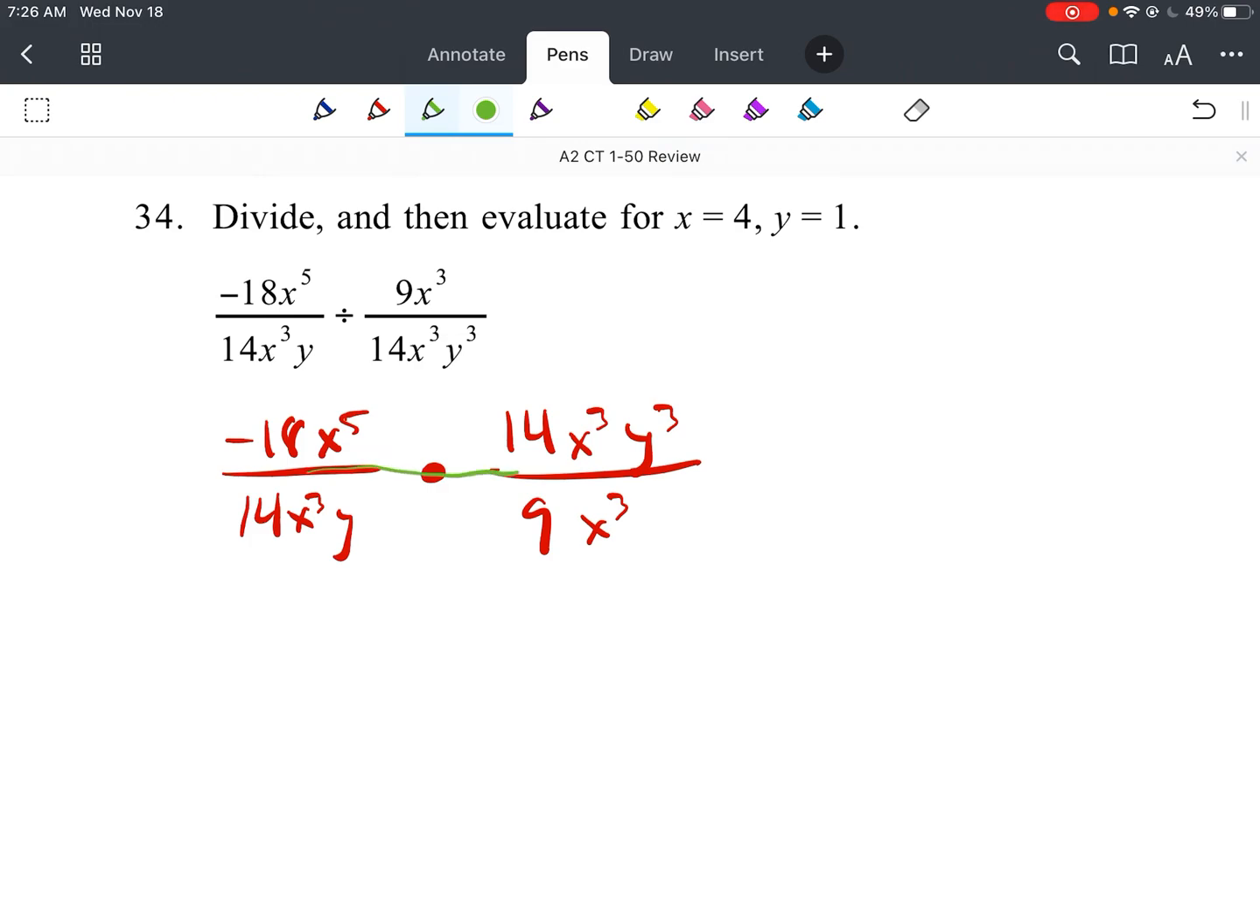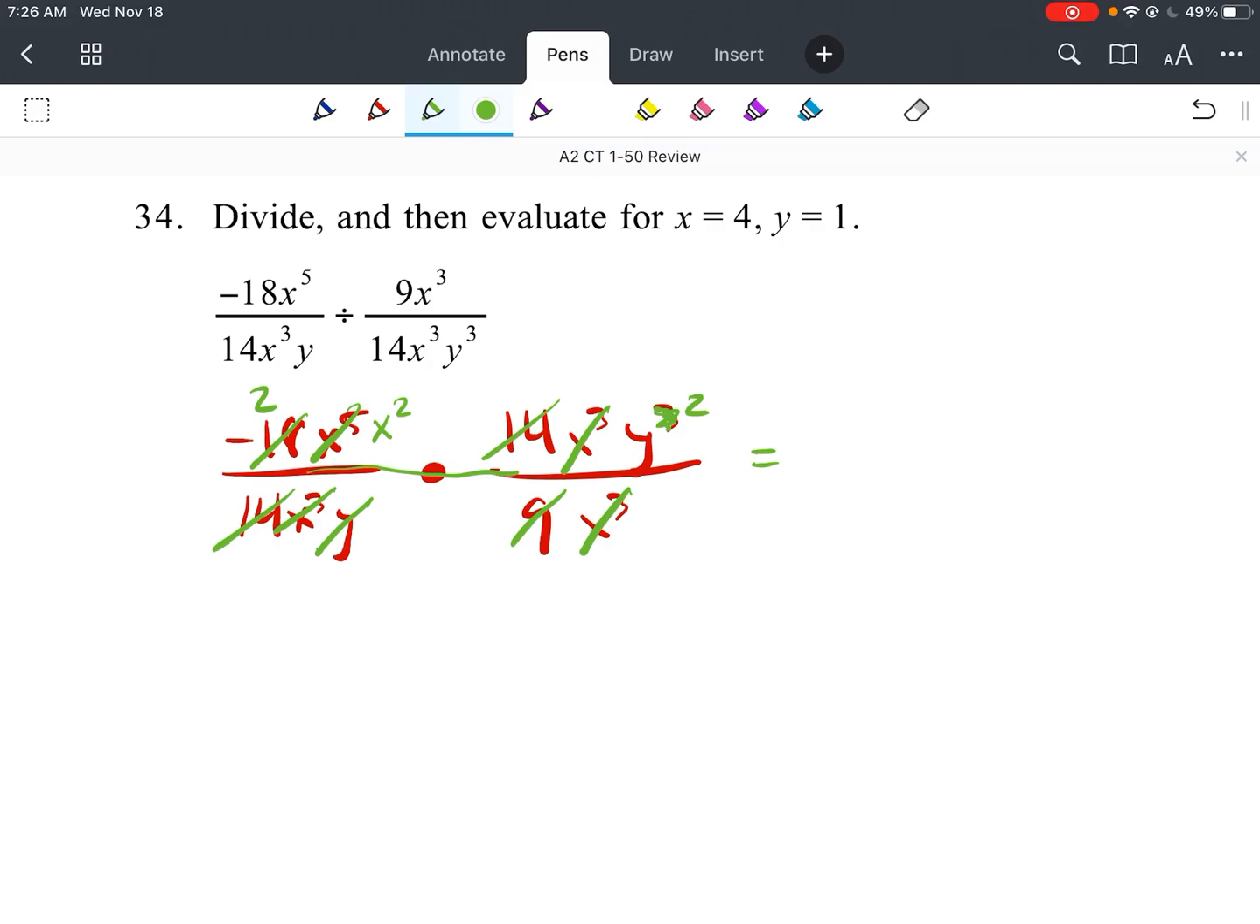First thing I'm going to do is connect the lines. Now I'll cancel the 14s, x cubes cancel here, 9 and 18 cancel, leaving a negative 2 up here. Don't forget that negative, it's important. And then this will be 5 and 3 down here, and 1 here. All right, so one of these y's will cancel one of these y's, so this will be y squared now, not y cubed. And then this one will cancel, leaving x squared here.